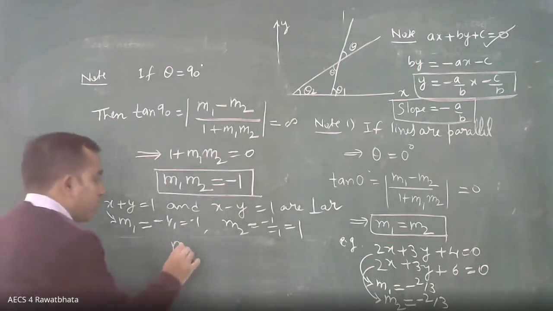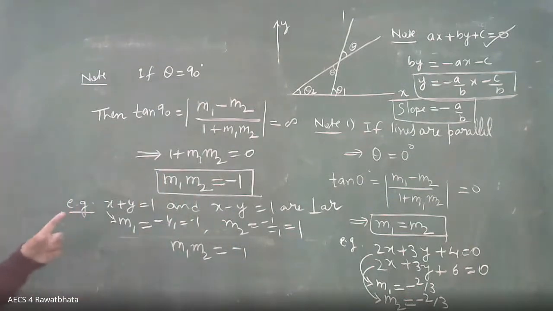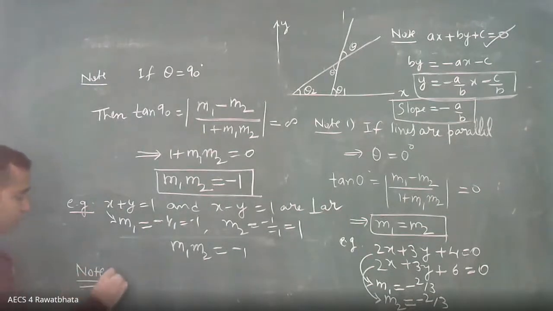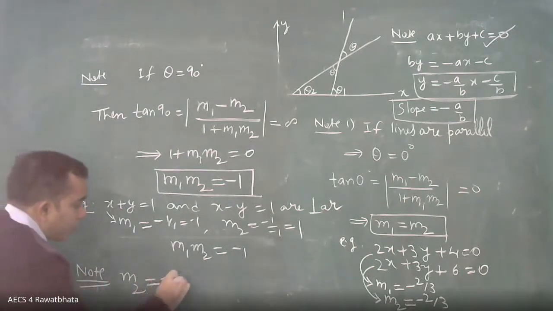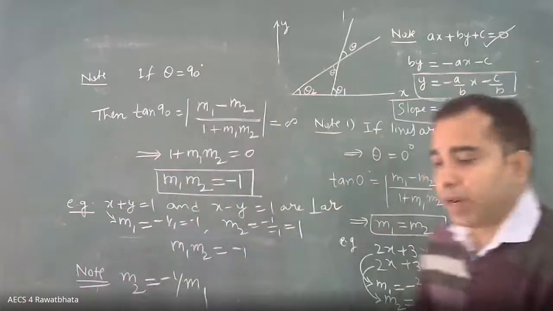So I can check whether two lines are perpendicular or not by this tool. And this tool is used in one more way: M2 equals minus 1 upon M1. If you know that two lines are perpendicular and you know the first line's slope, then the second line's slope you can find out. Example, let us take quickly.